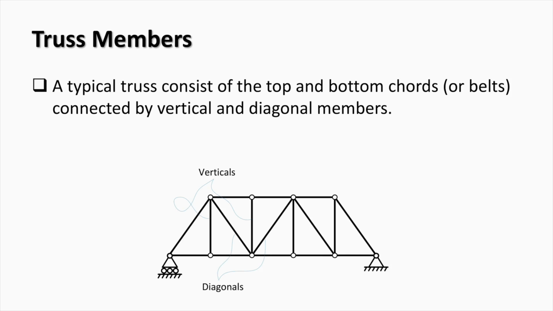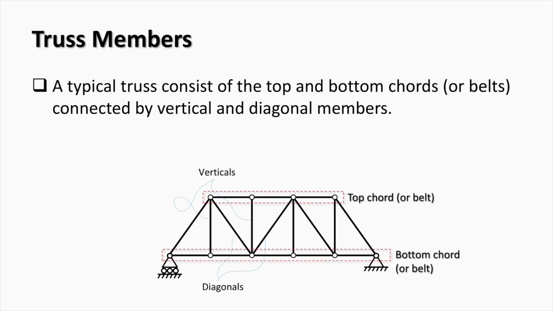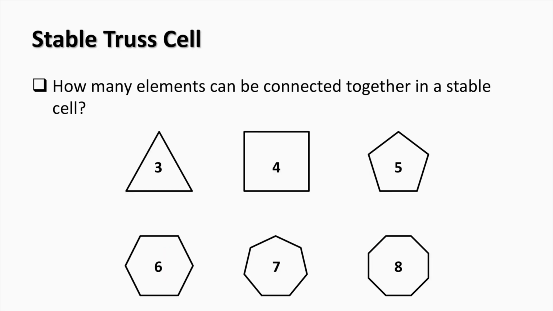Truss members can be divided into the top and bottom chords, also called belts. The chords are connected by verticals and diagonals. Trusses are made of cells. Let's consider how truss cells are built. Pin joints and truss members can be combined in a cell in different ways. A cell can have 3, 4, 5 or more members.